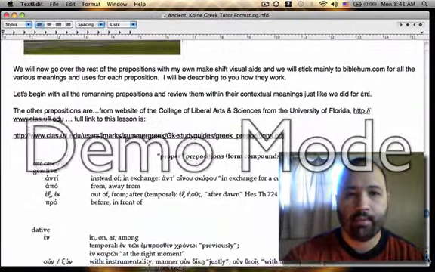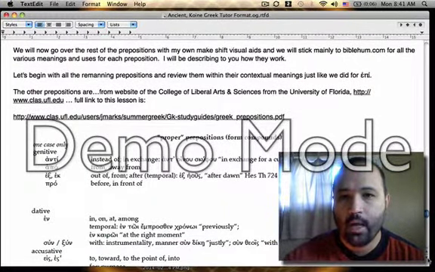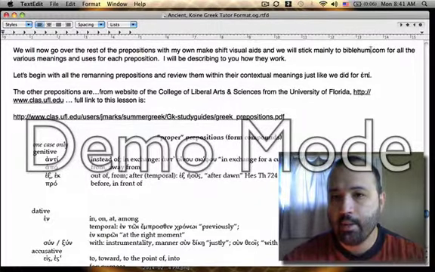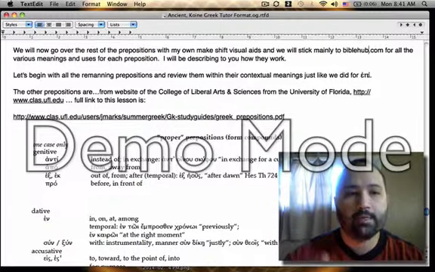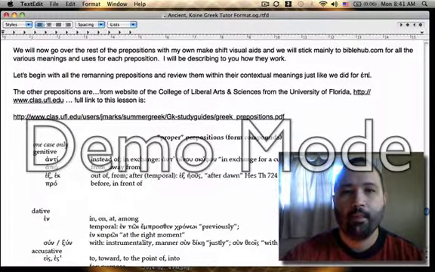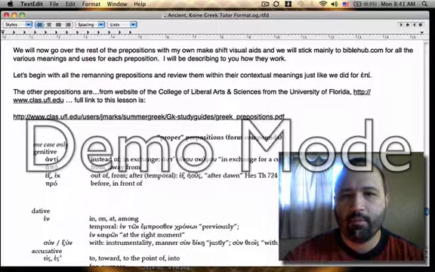Let's go over the rest of the prepositions with my own makeshift visual aids. And we will stick mainly to BibleHub.com, that's Bible Hub, for all the various meanings and uses for each preposition. I'll be describing to you how they work. Let's begin with all the remaining prepositions and review them within their contextual meanings just like we did for epi.